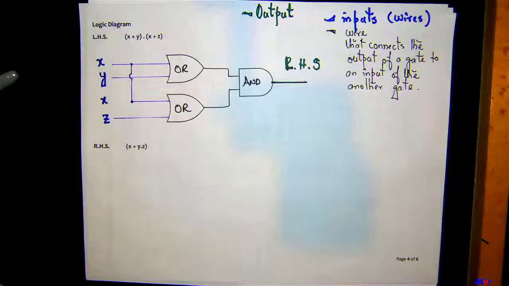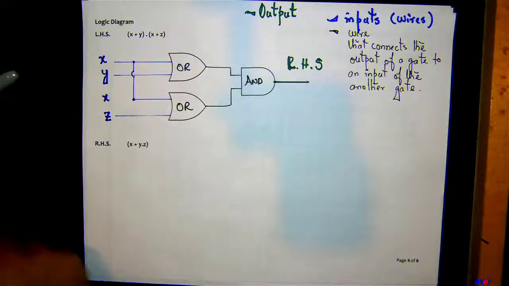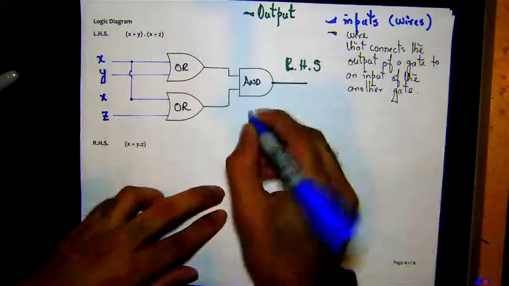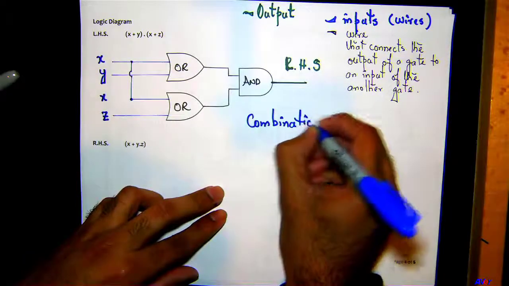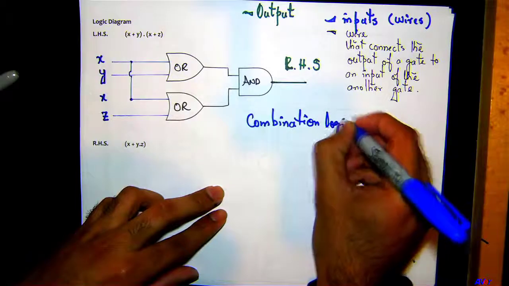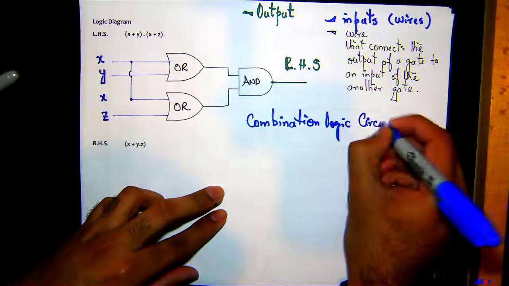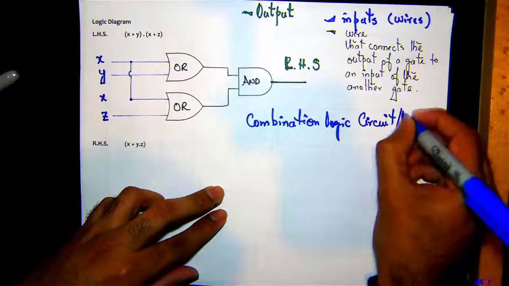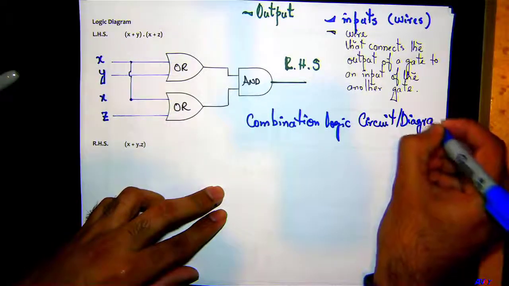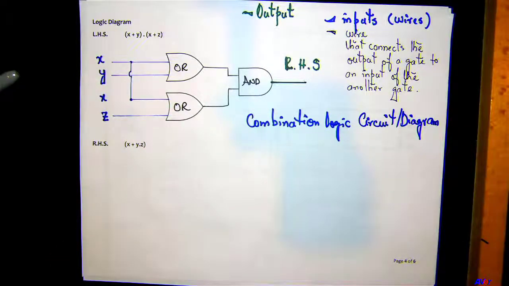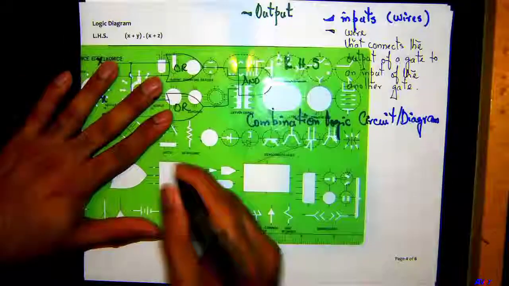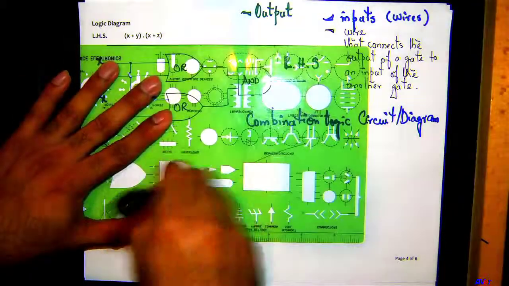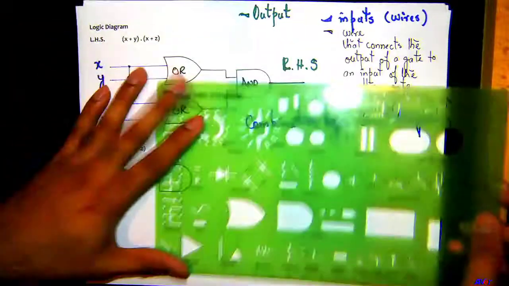Okay, let's create a digital logic circuit. We actually refer to this as combinational logic circuit or diagram. Okay, right, let's move on to the right hand side. I need an AND gate. Okay, and I also need a OR gate.